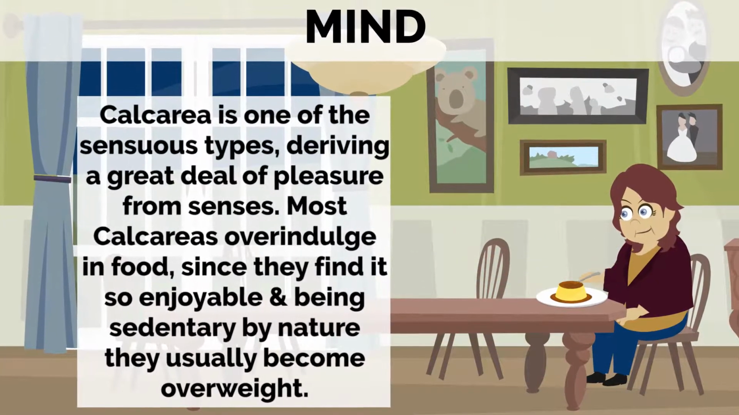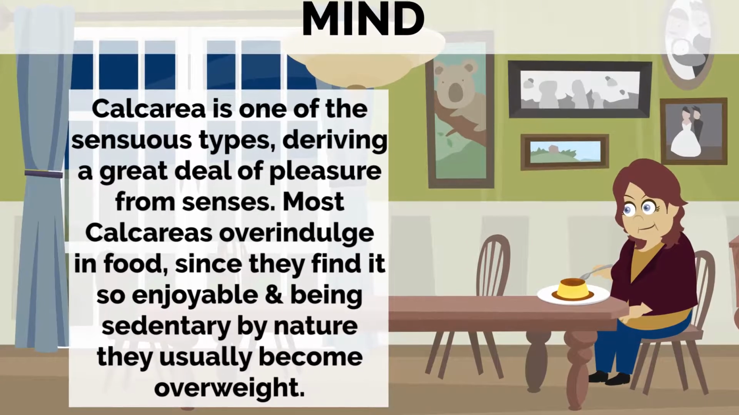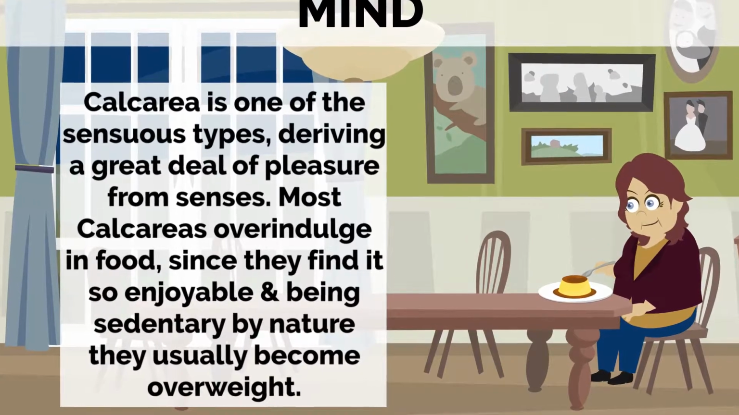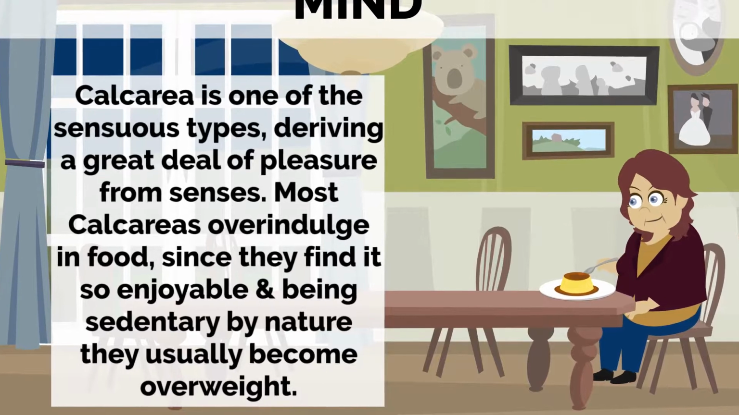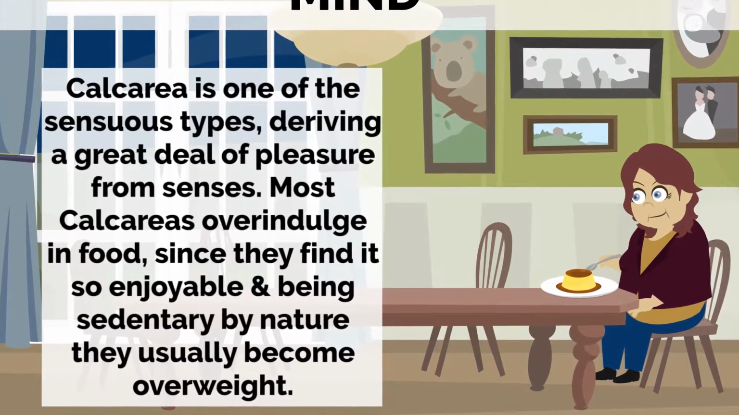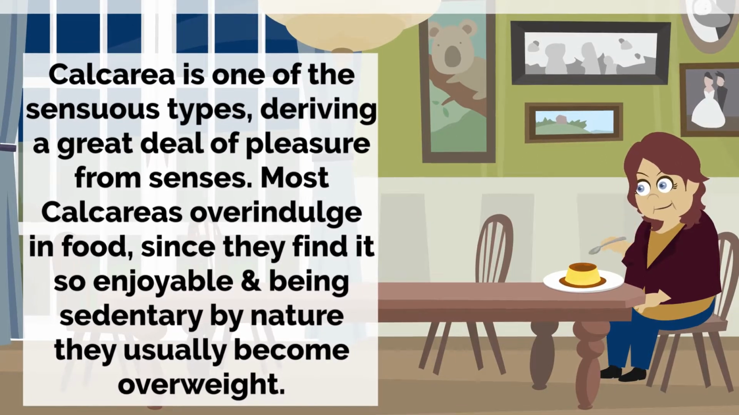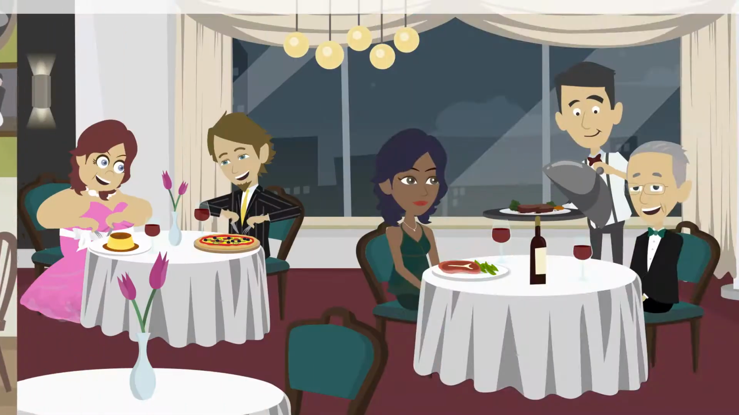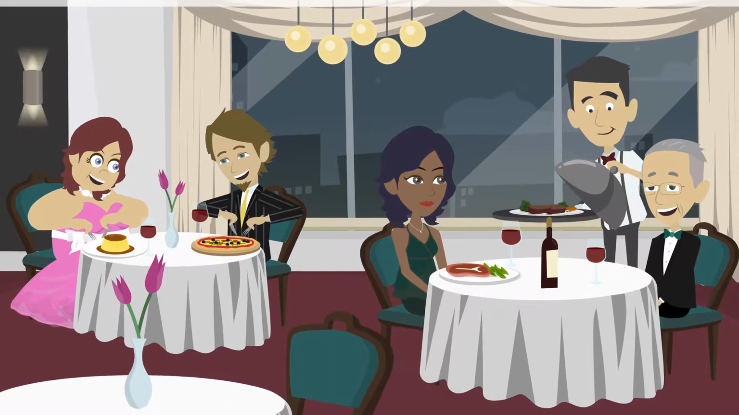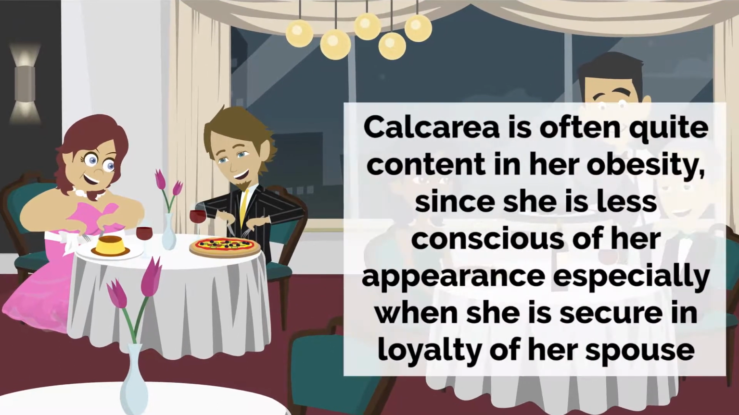Calcarea is one of the sensuous types, deriving a great deal of pleasure from the senses. Most Calcareas overindulge in food, since they find it so enjoyable, and being sedentary by nature they usually become overweight. Calcarea is often quite content in her obesity, since she is less conscious of her appearance, especially when she is secure in the loyalty of her spouse.